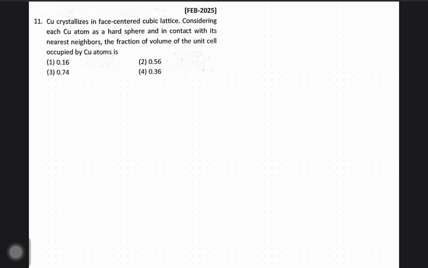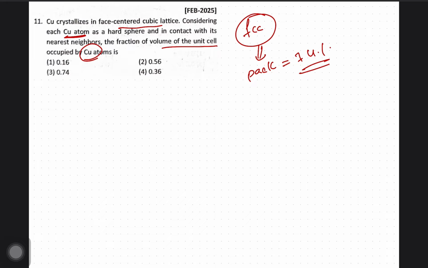Now the next question is: Cu crystallizes in a face centered cubic lattice. Considering each copper atom as a hard sphere in contact with its nearest neighbor, the fraction of the volume of the unit cell occupied by Cu. This is a very simple question, because for FCC we know that the value of packing fraction is 74%. So this is a direct one-liner question, right?